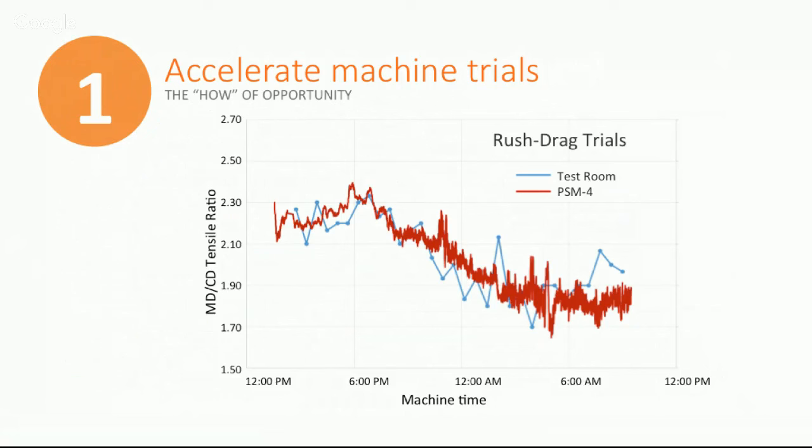The blue line represents the top of reel results for MD-CD tensile ratio, and this was a rush drag trial on a paper machine. The red trace represents the online stiffness tester, PSM4, that we used during the trial. Apart from the fact that you can see that they correlate very well, hopefully you can see that there's a lot more detail in the red trace and a lot less high scale variability.